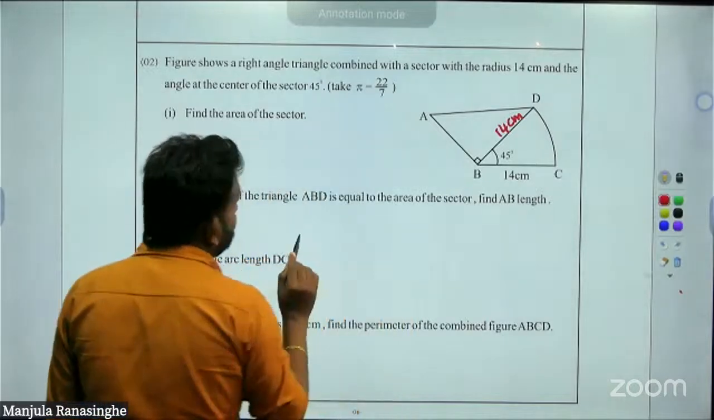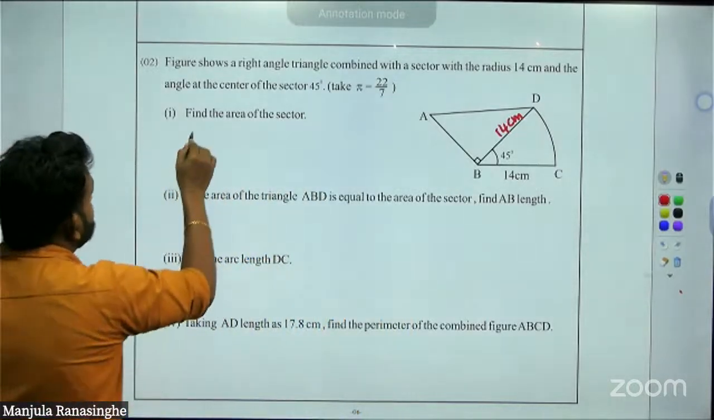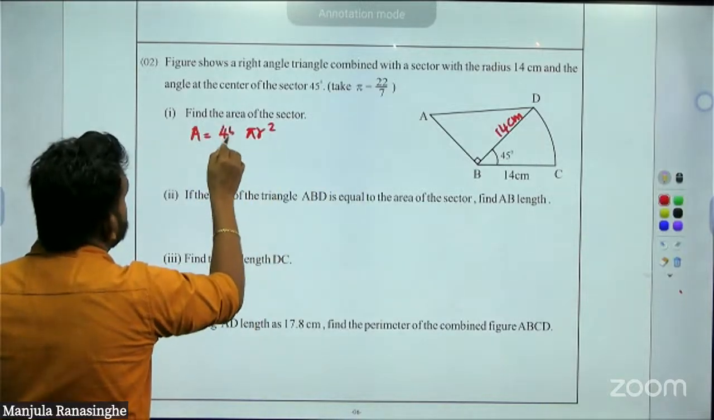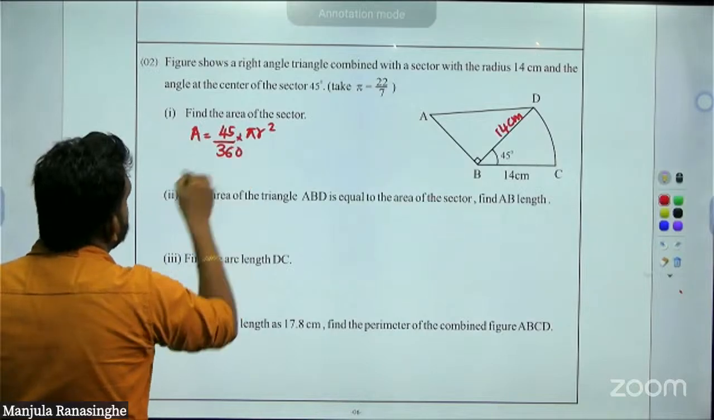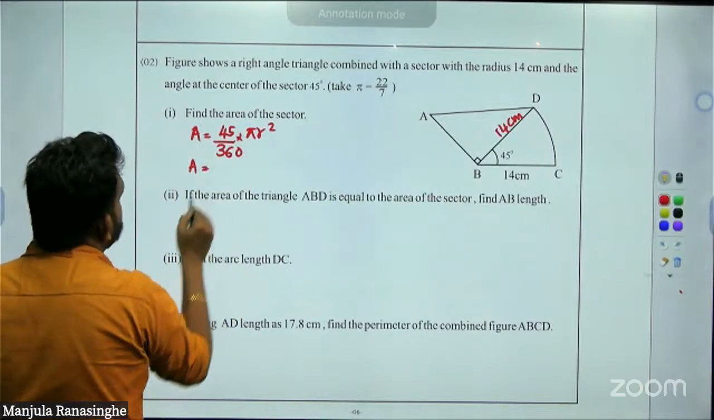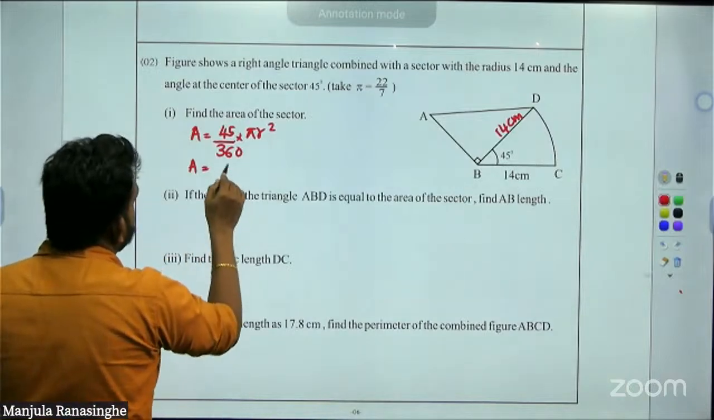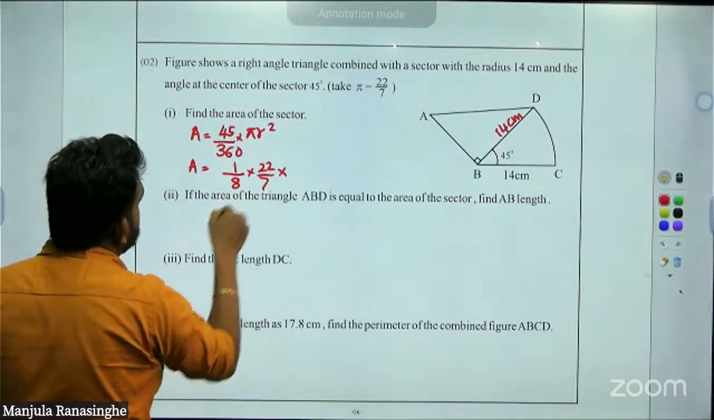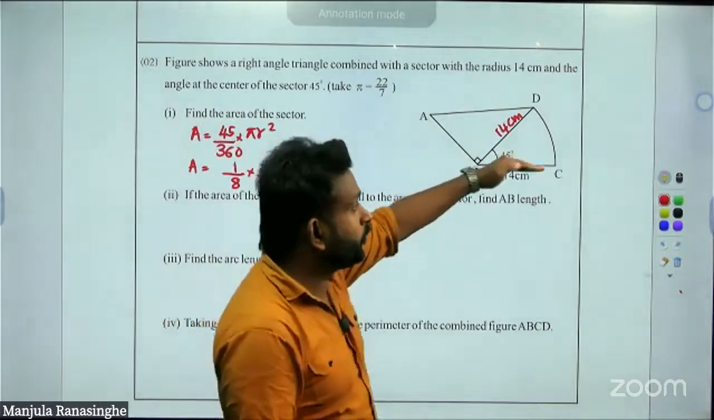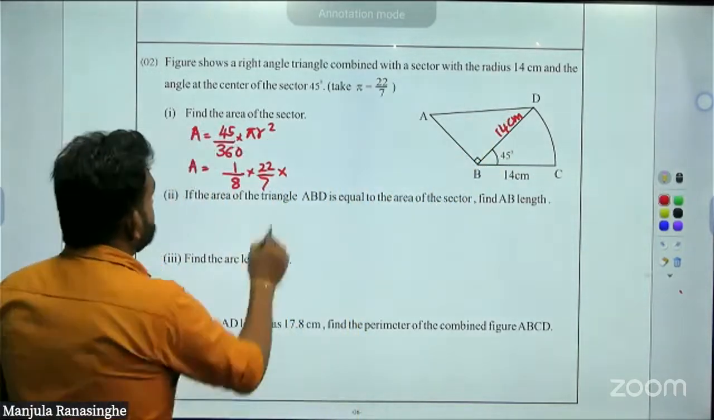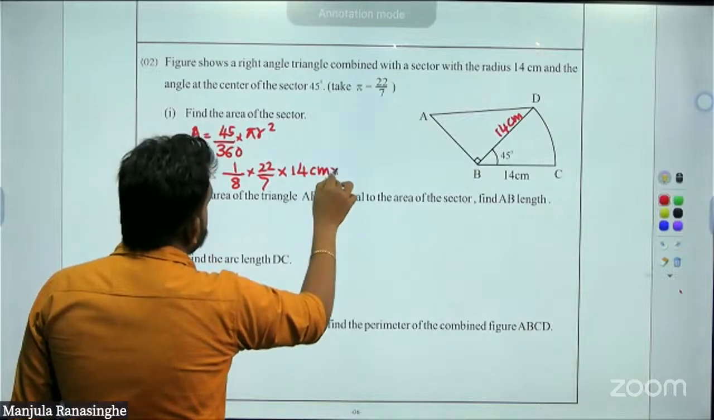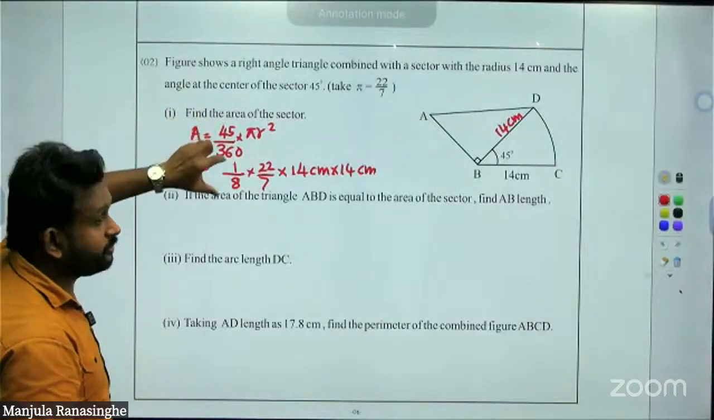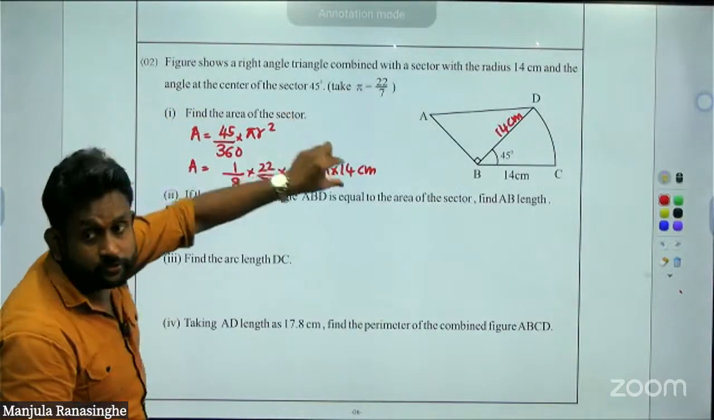Now the area of the sector is for a 45-degree sector. You know that the full circle area is πr squared. Then that is 45 degree, so 45 upon 360 into πr squared. So area equals 45 upon 360, which means 1 upon 8, into π into r squared. What is r squared? Now 14 into 14, that is 14 centimeter into 14 centimeter. 45 upon 360 simplified is 1/8, πr squared.